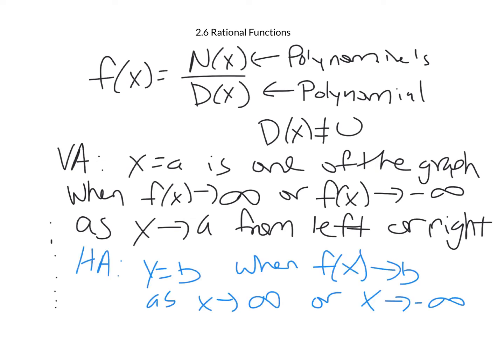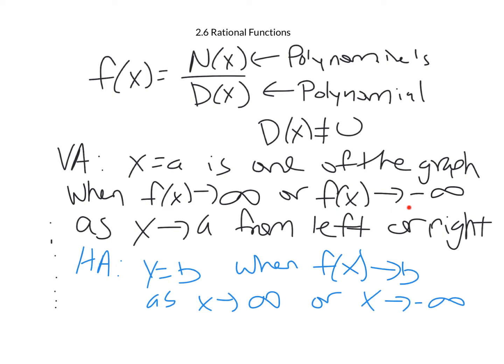Then we have horizontal asymptotes. Horizontal asymptotes are written as y equals. Vertical is x equals, because horizontal is y equals, it's literally a whole horizontal line. So y is equal to b when f of x approaches b, meaning the output is getting closer and closer to that b value as we go to infinity or negative infinity.